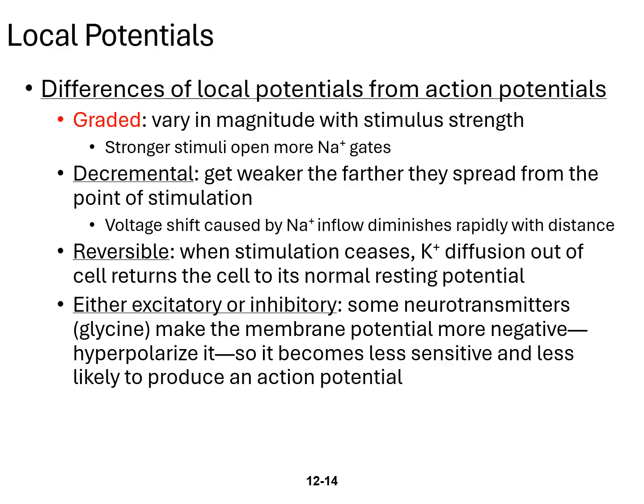So it says some neurotransmitters, like glycine, make a membrane potential more negative and hyperpolarize it. How would you make a cell more negative? What type of channel would you open up? Something with a negative charge. And chlorine has a negative charge. So if you open a chlorine channel, chlorine goes into the cell, more negative on the inside of the cell, it starts to become more negative. That's called hyperpolarize. Becomes more negative.